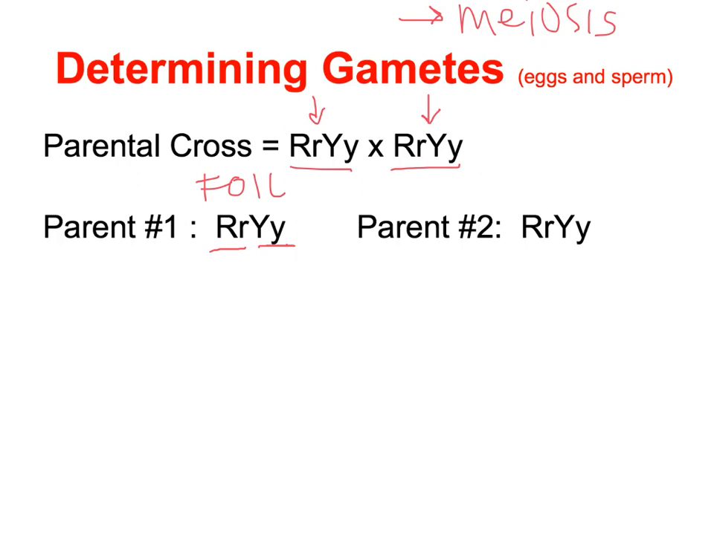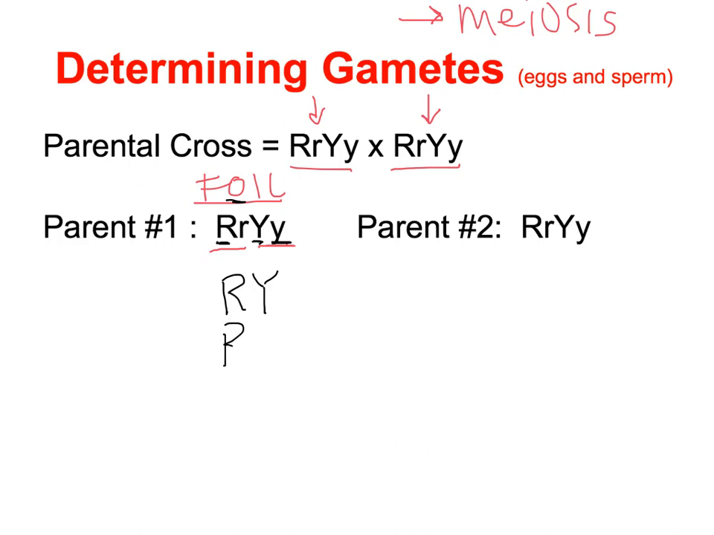And so we use our FOIL, and the F in FOIL stands for first. We're going to take the first allele in each of these genes, so we're going to do a big R and a big Y. And that's our first gamete possibility. The O in FOIL stands for outer. So we're going to take this outside one right here with this outside individual.